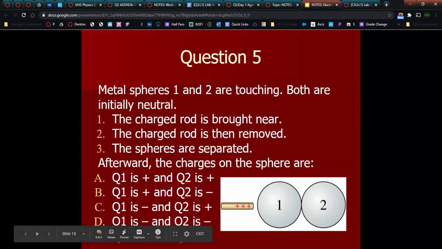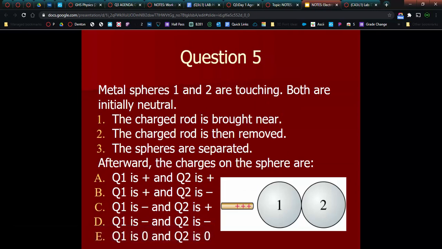So question 5. Metal spheres 1 and 2 are touching. Both are initially neutral. The charged rod is brought near, then the charged rod is removed. Then the spheres are separated. Afterward, the charges on the spheres are... what do y'all think? So E. Right, so again, the order matters. It's brought near, then removed, then they're separated. If it's brought near, they polarize, and then it's removed, so they're not polarized, so it doesn't matter if they're separated.